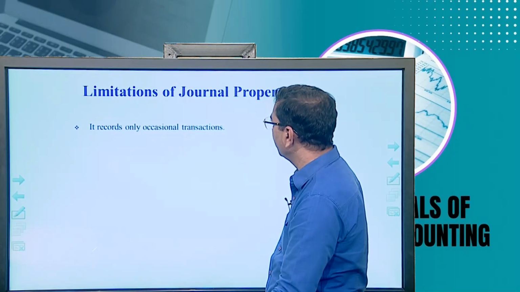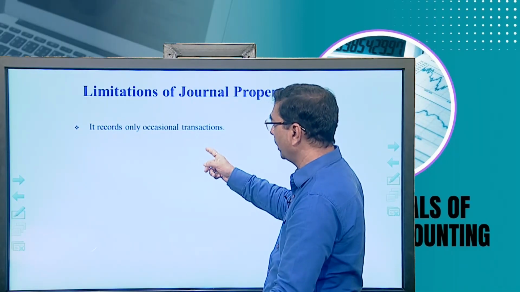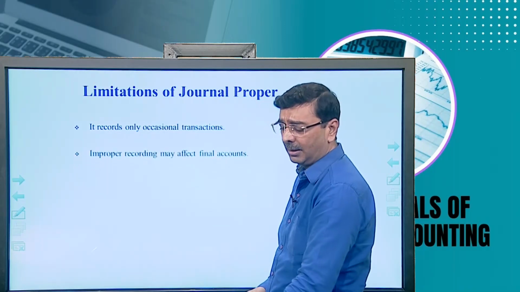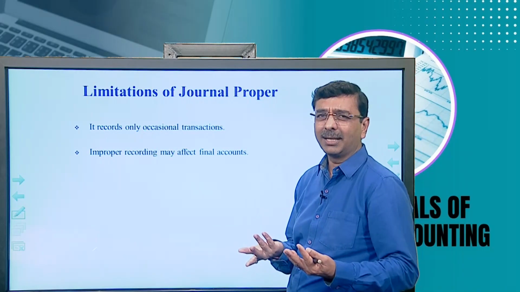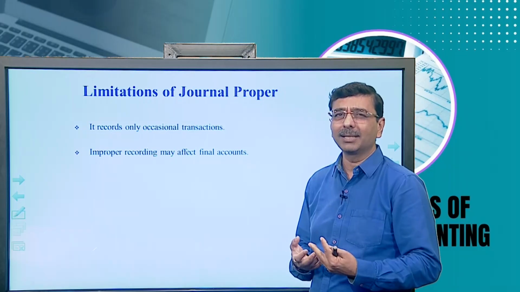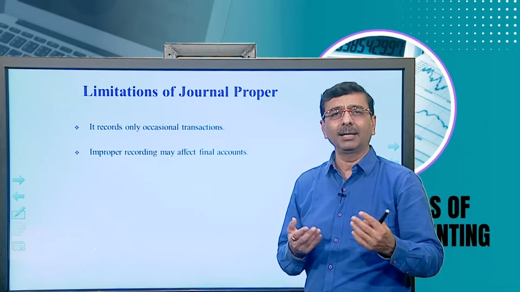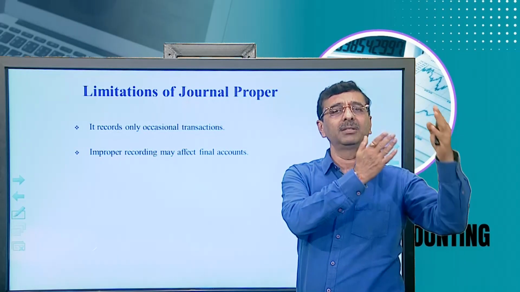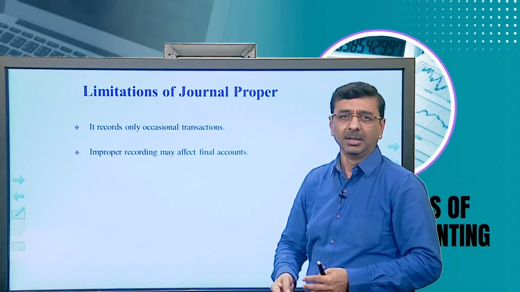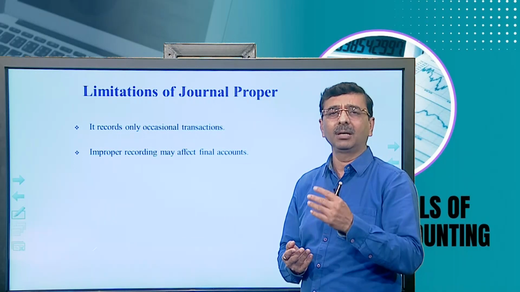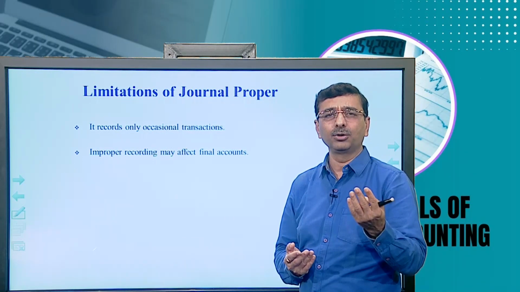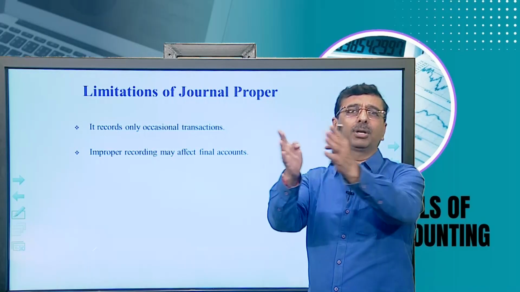Limitation of the general proper: it records only occasional transactions. It is considered a limitation. Why is it considered a limitation? Because many times people might forget whether these transactions will be recorded in subsidiary books or in the general proper, or there may be confusion if separate accountants have been appointed.